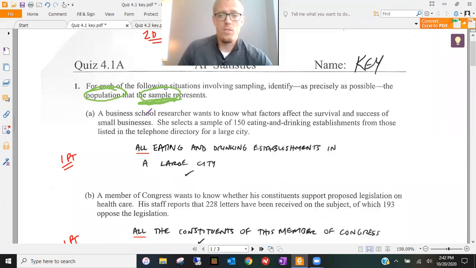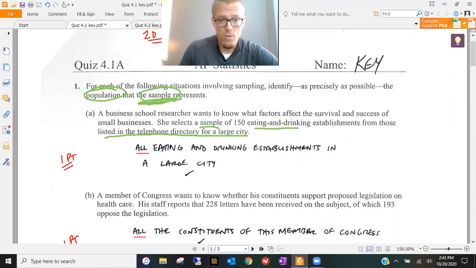So these first couple of questions are just trying to tease out the difference between the two. So you got part A, a business school teacher wants to know what factors affect the survival and success of small businesses. She selects a sample of 150 eating and drinking establishments, that's restaurants, from those listed in the telephone directory. So assuming people still use telephone directories, we can assume that the population there is all the eating and drinking establishments or all the restaurants.